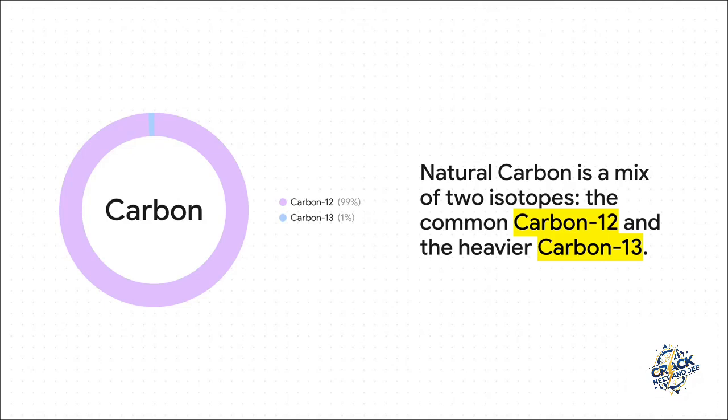Let's look at what this means for carbon. If you could somehow grab a random handful of carbon atoms, you'd find that almost 99% of them are that standard carbon-12 we've been talking about. But a tiny fraction, just over 1%, is actually carbon-13, a slightly heavier version with an extra neutron. Chemically, they act the same, but that extra neutron means they just don't weigh the same.